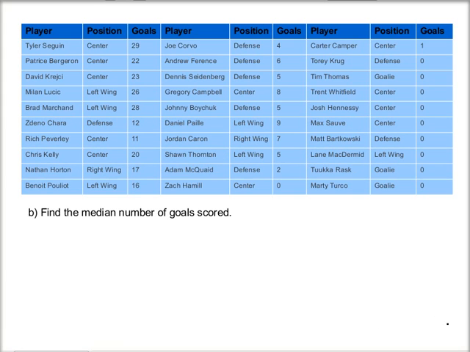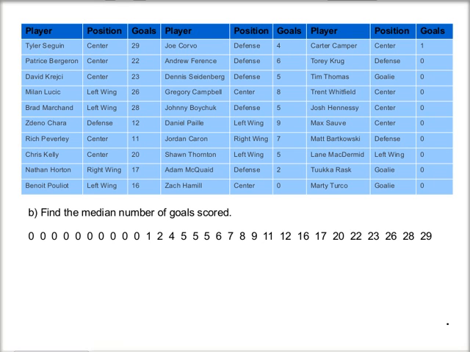For part B, I want to find the median number of goals scored. So the first thing to do here is to arrange the observations in increasing order. So I've gone ahead and done that here. Now we've got 30 players, so there are 30 observations. So we need to look at the middle two since that's an even number, and that will be the 15th and 16th observations, which will be these two 5s here. So my median M is going to be equal to 5 plus 5 divided by 2, which is just 5 goals.